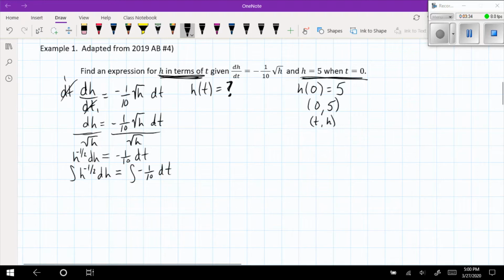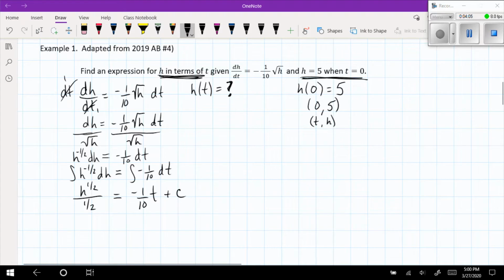On the left-hand side of the equation, I'm going to integrate h to the negative 1/2 by using the simple power rule, which means I'm going to add 1 to my exponent and divide by that new result, giving me h to the 1/2 divided by 1/2 equaling, and when I integrate the constant negative 1/10 with respect to t, I get negative 1/10 t plus my constant of integration, which I will solve from the initial condition that was given to me up on top over there.